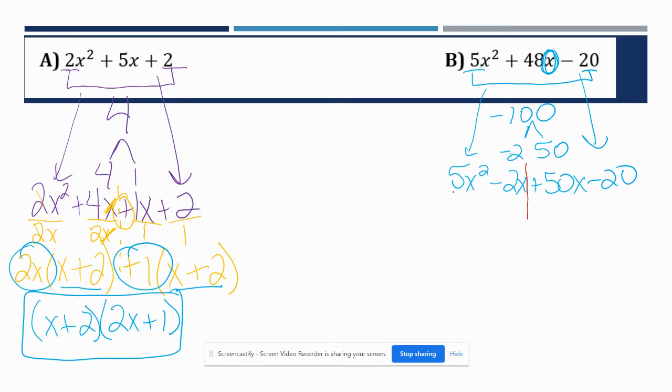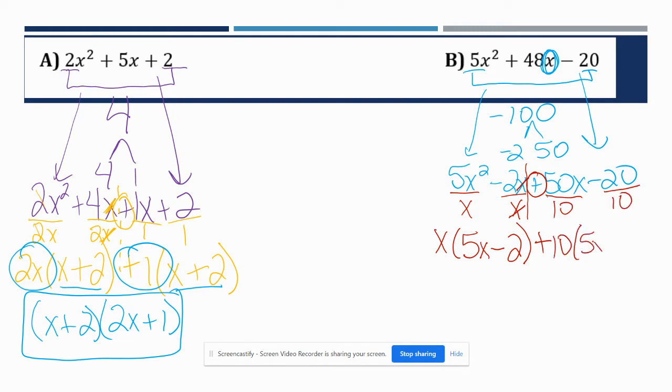Splitting this in half, our common factor on the left side is x or 1x. When we reduce the x out, 5 divided by 1 is 5. 2 x's take out 1x is x. Minus 2 divided by 1 is 2. X, reduce that x out so there's no x left with the 2. Start with plus. On our right side, our common factor with 50x and 20 is 10. 50x divided by 10 is 5x, minus 20 divided by 10 is 2.